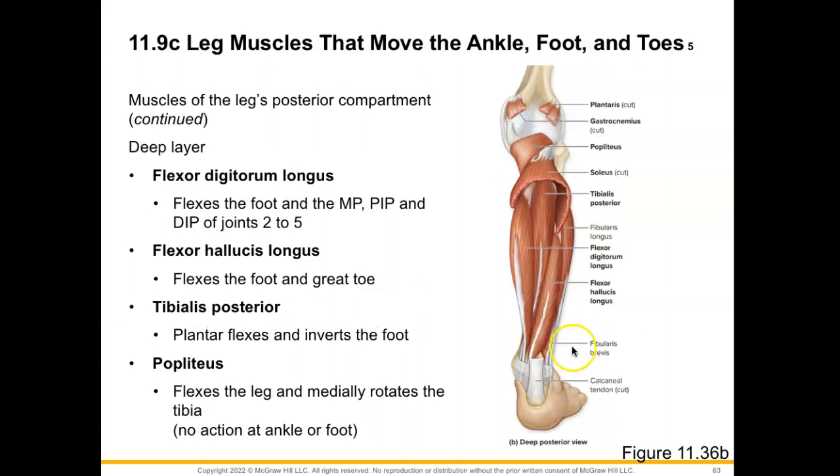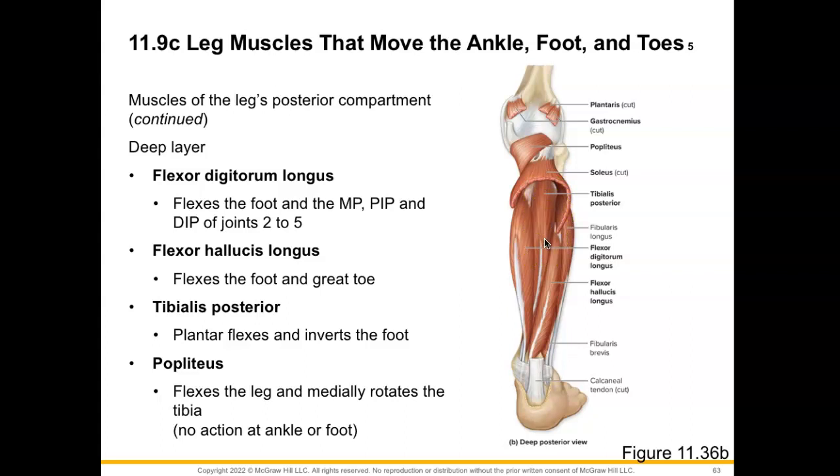Now let's move into the deep layer. We will start off discussing the flexor digitorum longus, which is right over here. This is going to, from its name we know, flex toes 2 through 5, and this is going to take place at the metatarsophalangeal joint and PIP and DIP. We have our flexor hallucis longus, and we know from the name it's going to flex the great toe and flex the foot. And lastly, in here we can see tibialis posterior, which is going to plantar flex and evert the foot.